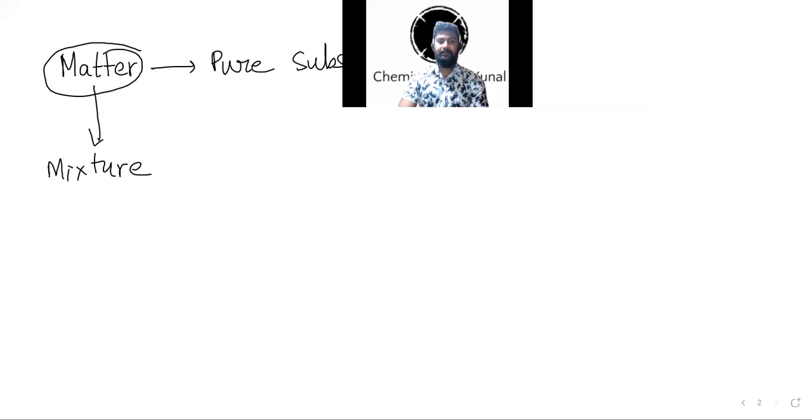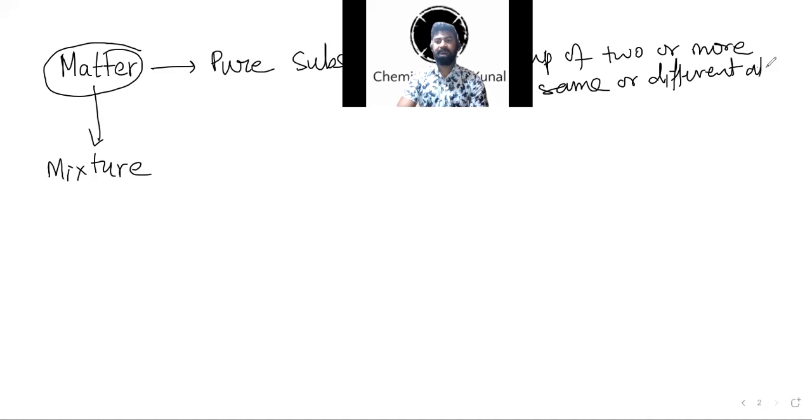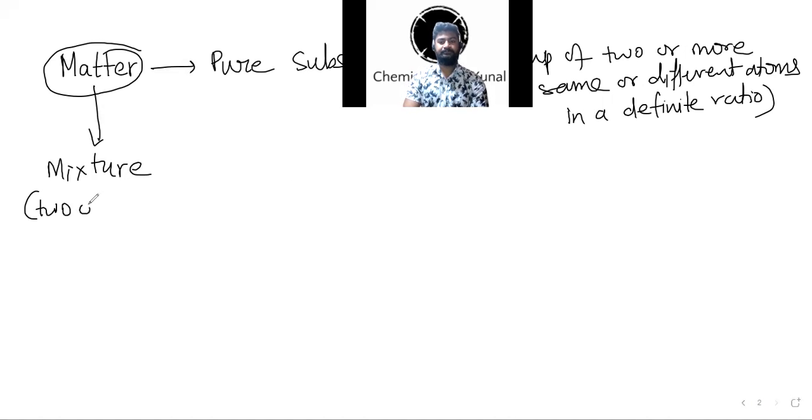they're basically made up of two or more same or different atoms or particles in a fixed ratio, in a definite ratio. I'll talk about it in some time. But what are mixtures? They are basically substances where the components are mixed, two or more substances present in any ratio.